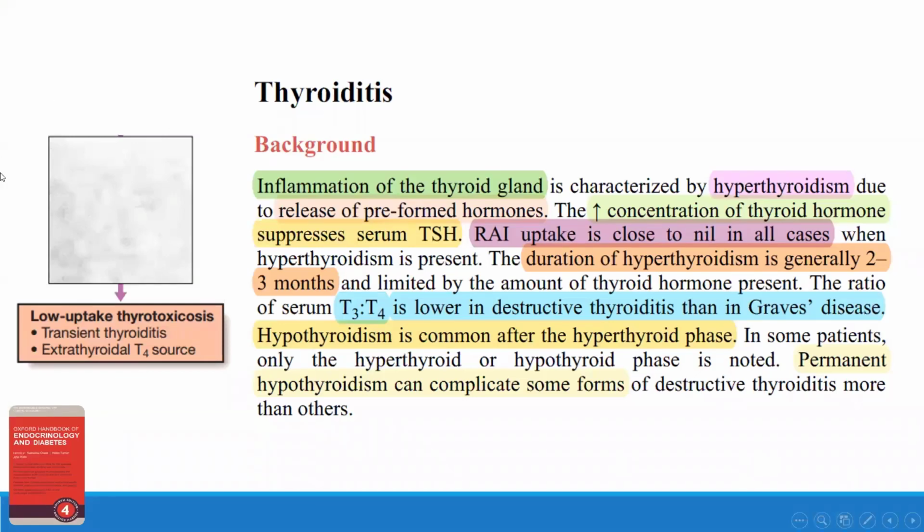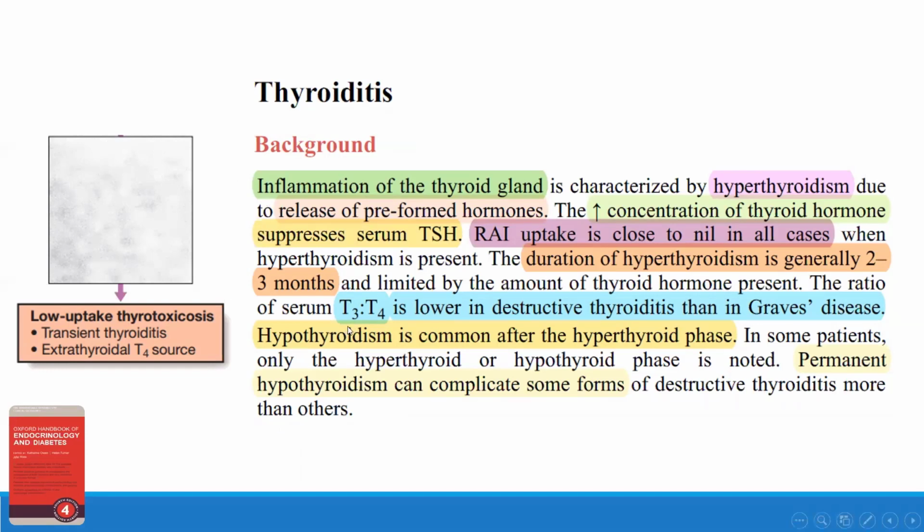What about the radioactive iodine? It will be low uptake, and this is very important because the thyroid function test is the same for thyroiditis, toxic nodule, or hyperthyroidism from Graves' disease. So radioactive iodine uptake for thyroiditis will be low, and for the other conditions will be high uptake. The duration of hyperthyroidism in thyroiditis usually is short, 2 to 3 months.